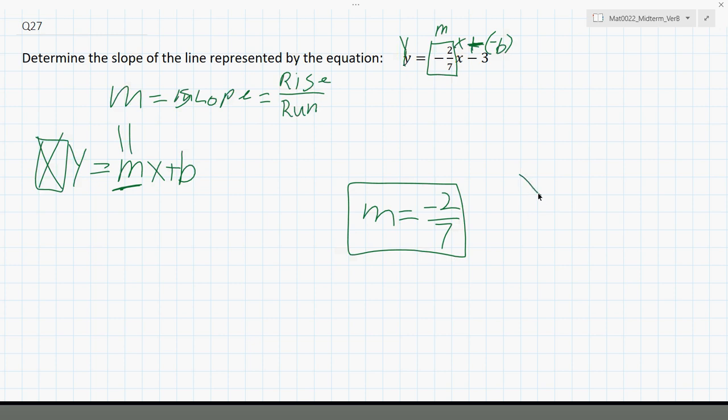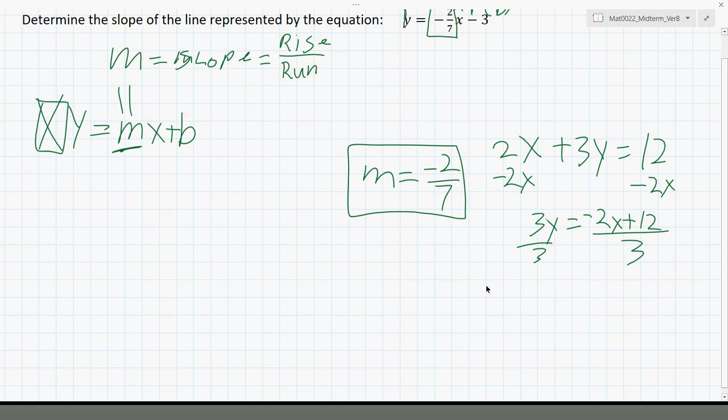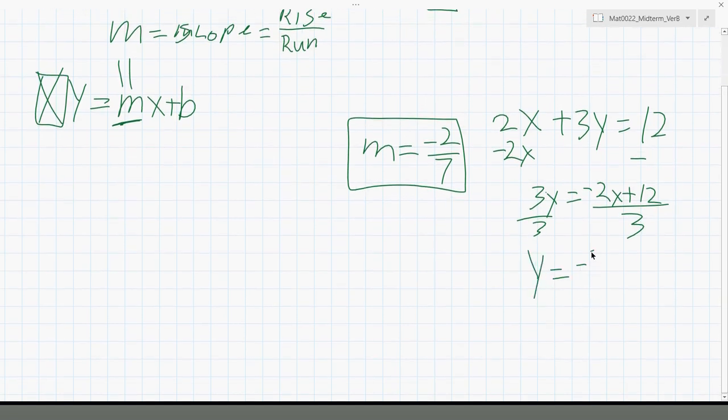Now, if you had something like 2x plus 3y equals 12, just for happenstance, you don't have an m value here right now. You got to make it. So you'd subtract the 2x from both sides, giving us 3y equals negative 2x plus 12. Divide all of these by 3. At this point, you have y equals negative 2/3 x plus 4. This is your m value, and that's your slope there. Okay?